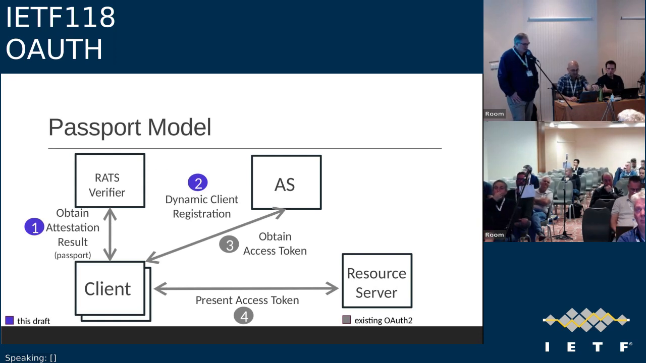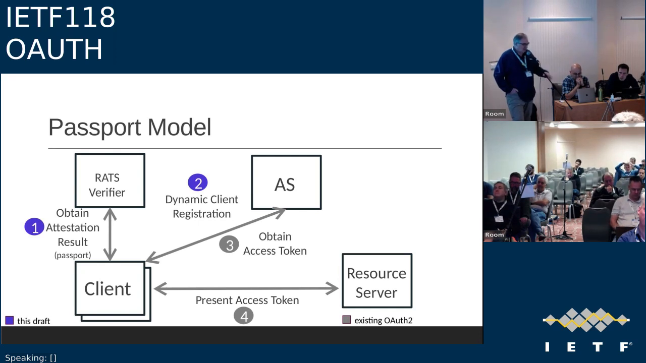So here's basically how it looks. The purple bullets are essentially what this draft is focusing on, which is the registration step. But as a pre-step to the registration, the client authenticates and attests to what's referred to as the RATS verifier. This is the process of obtaining the passport, quote unquote. The passport essentially is an attestation result that says, hey, this client is inside of a confidential computing environment. That's then delivered to the AS, and the AS then proceeds as normal to do the dynamic client registration, which primarily involves provisioning the client context information. Then it proceeds as normal from steps 3 and 4, where you obtain an access token and then present the access token to the resource server.